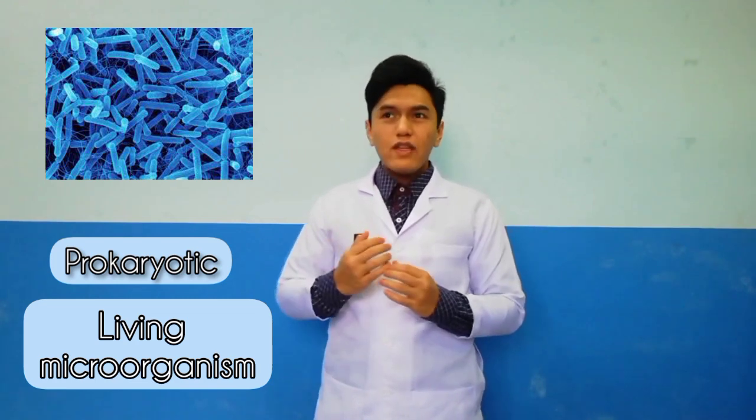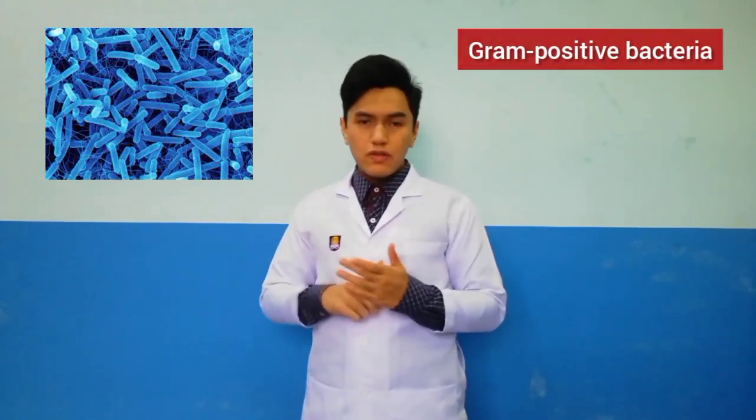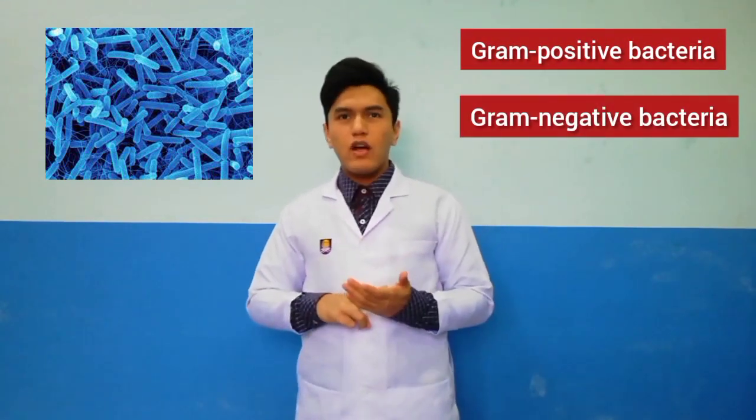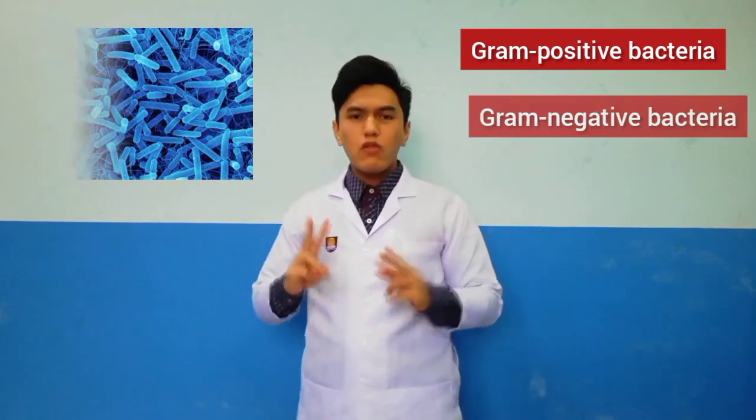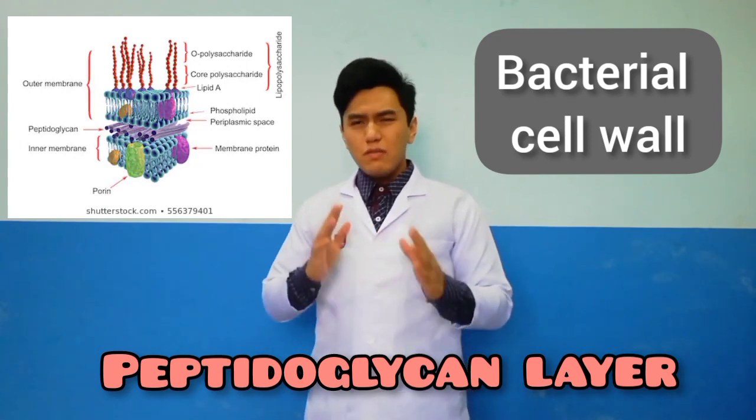What are bacteria? Bacteria are prokaryotic living microorganisms that live in every habitat on Earth, including in our body. There are two types of bacteria, which are gram-positive bacteria and gram-negative bacteria. What differentiates these two types of bacteria is their bacterial cell wall, which is made up of a peptidoglycan layer. So that's a little bit about bacteria.